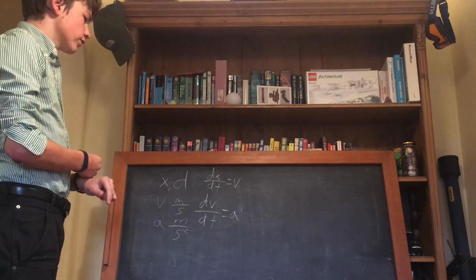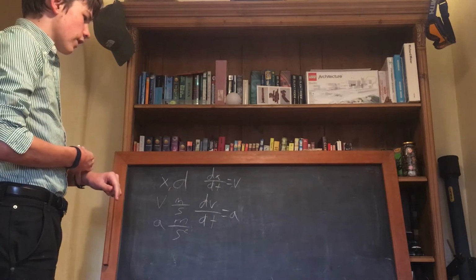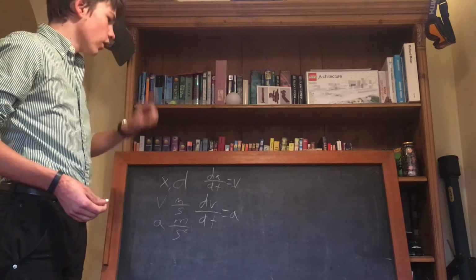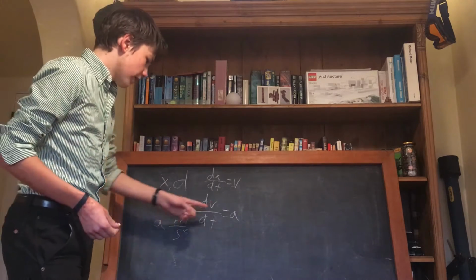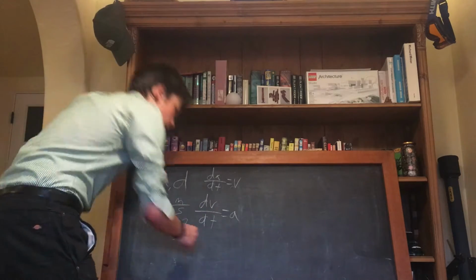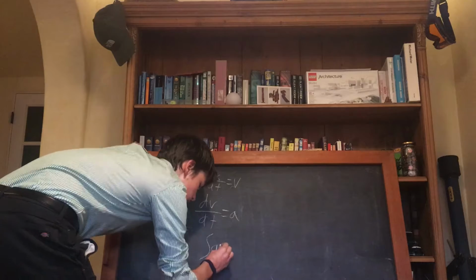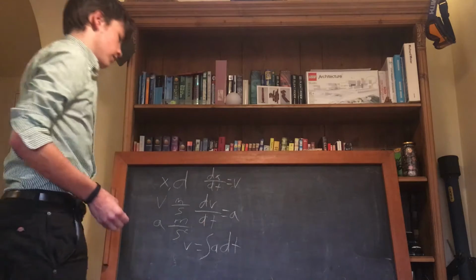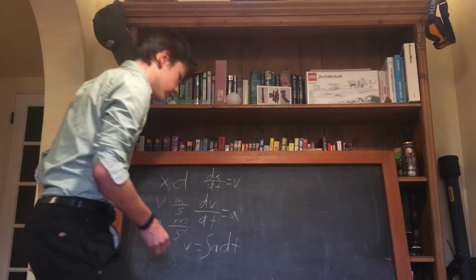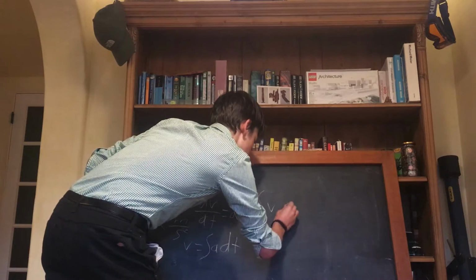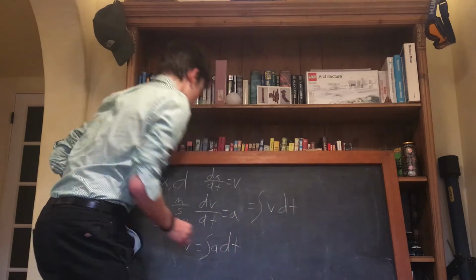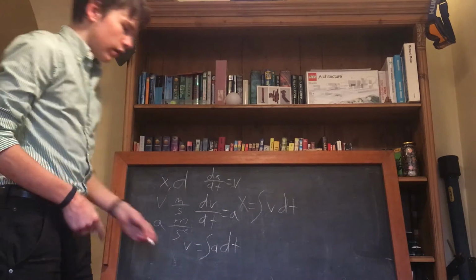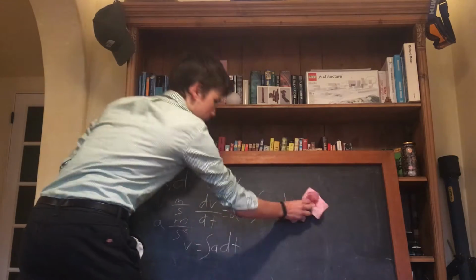All right, so now we see how they're related, except we can also reverse it. So by taking the integral of a with dt, that would equal velocity. Now if we take the integral of velocity, it would equal the distance. And that's how they're related. So now let's get to work on a practice problem.